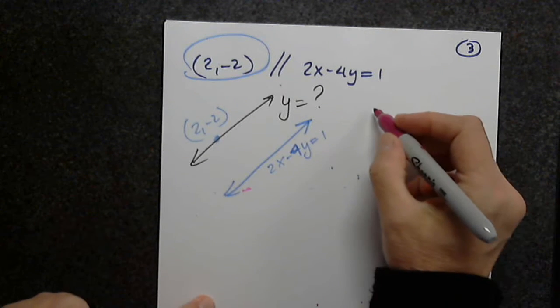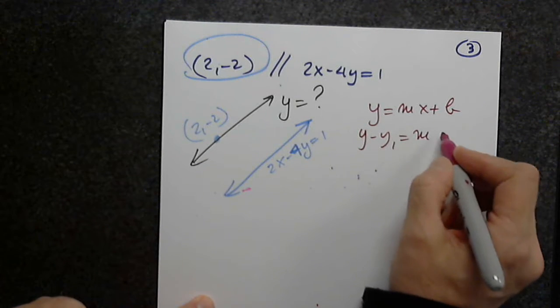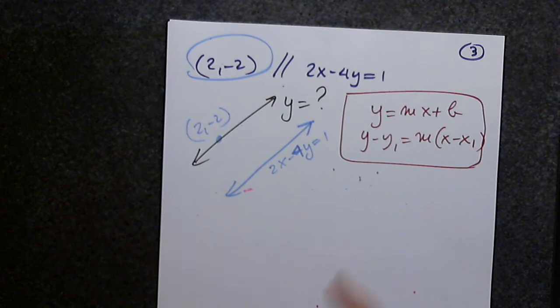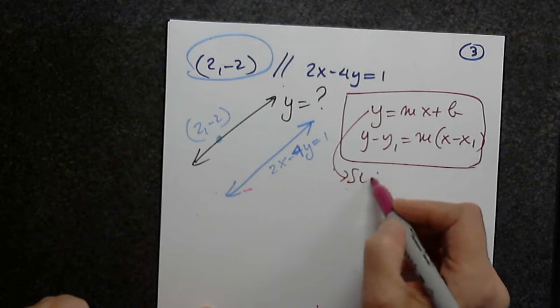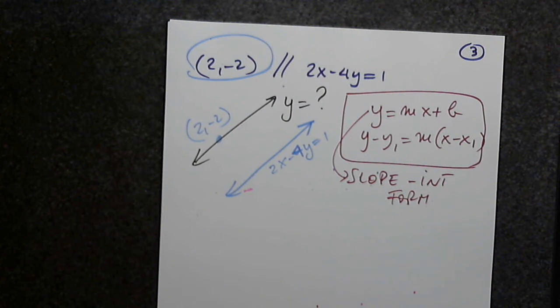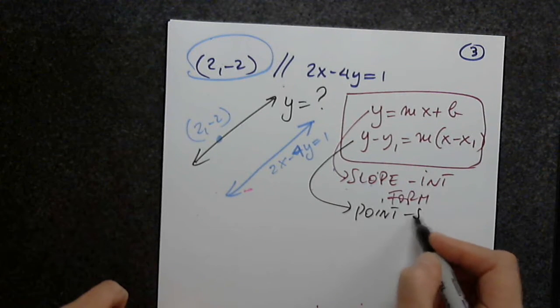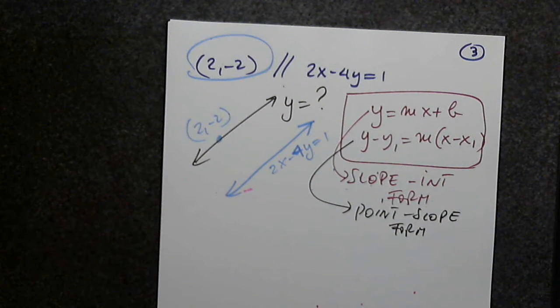So we have two equations that I would like to refresh your memory on: y equals mx plus b, and y minus y1 equals the slope times x minus x1. The first one is the slope-intercept form. And what is the second one? Excellent, point-slope form. That's the second one. Good. So which of these two equations would you think of applying?